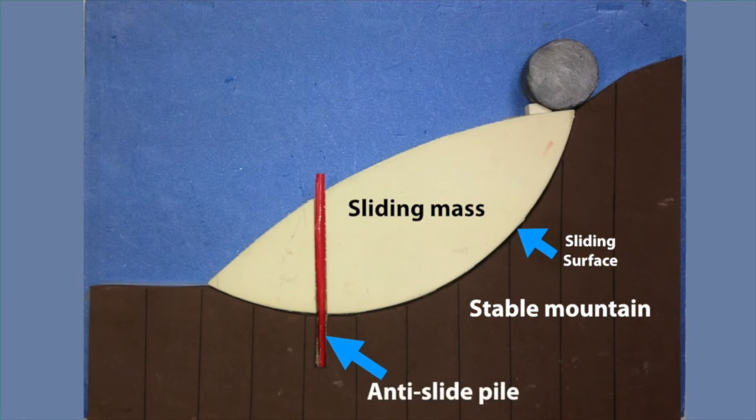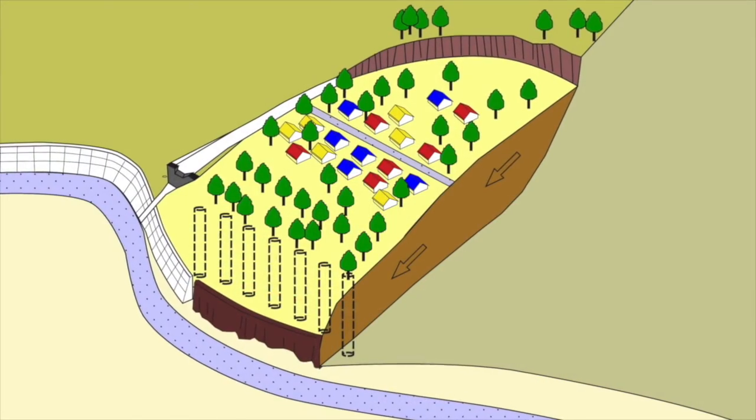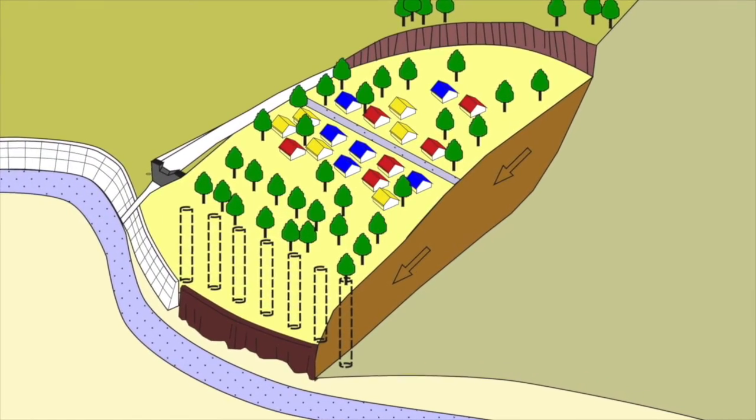The anti-slide piles are used to stabilize large landslides. An iron pipe of about 50 centimeters is used for the piling. This is an illustration of where the pile entered the ground. Now let's discuss how to prevent mountain slip with iron wire, which is widely called an anchor.